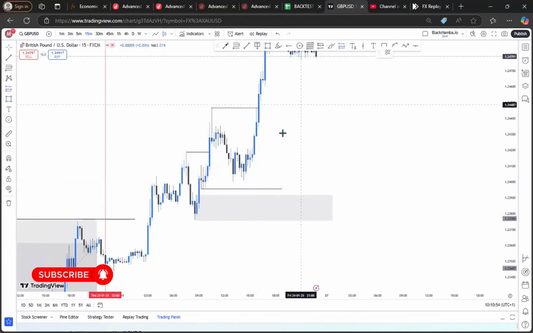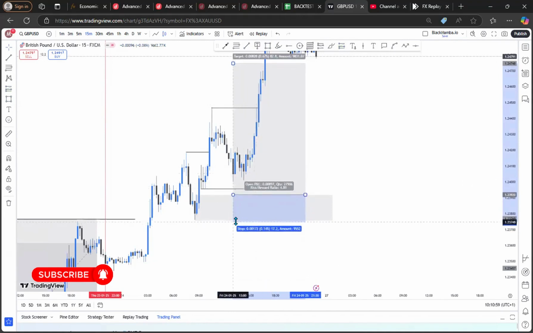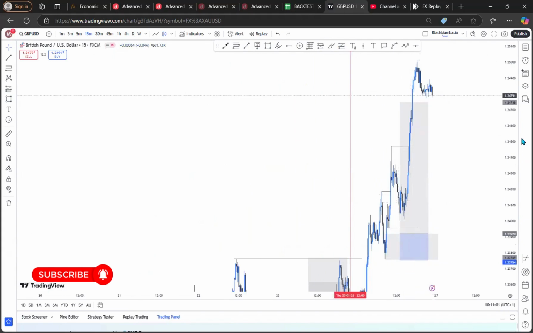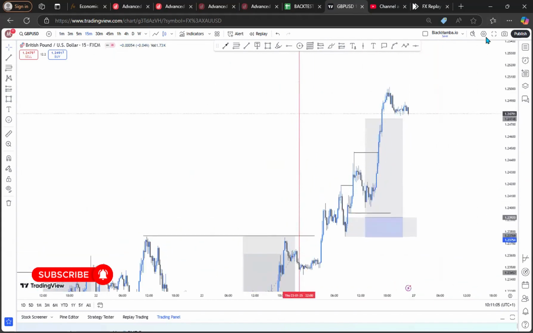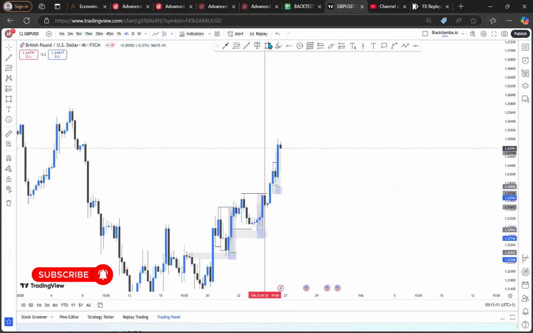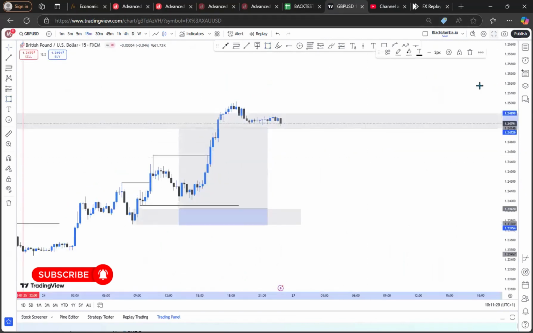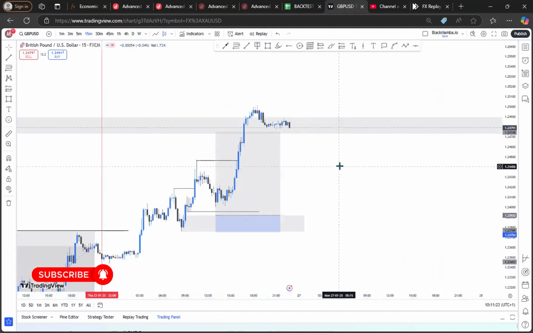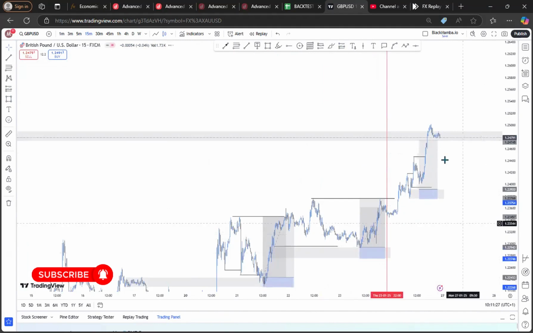This was supposed to be my entry. I wanted to enter here, and my target was for price to even do like 1:5 or mitigate something here. This area was where I was looking for price to come to. I was looking for 1:5 out there, but price never got to that area. So those are the trades.